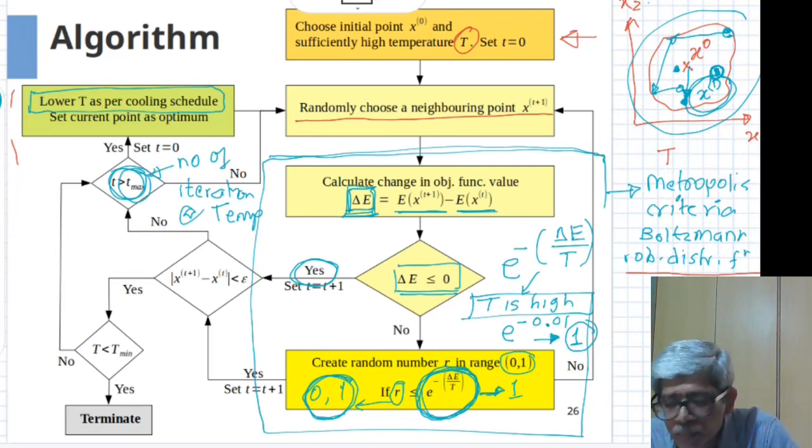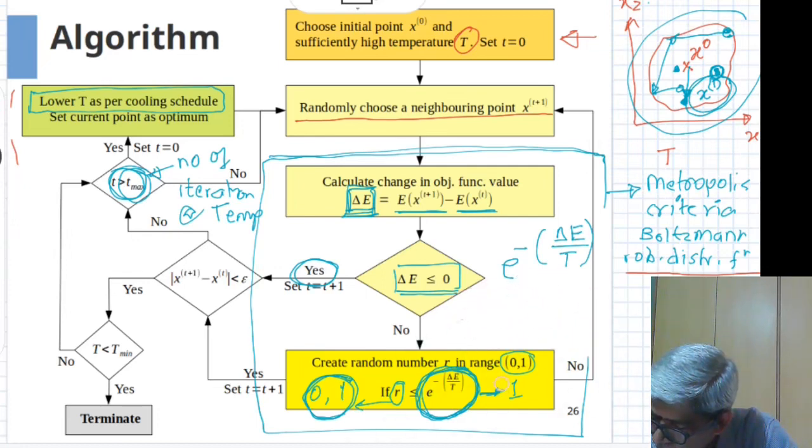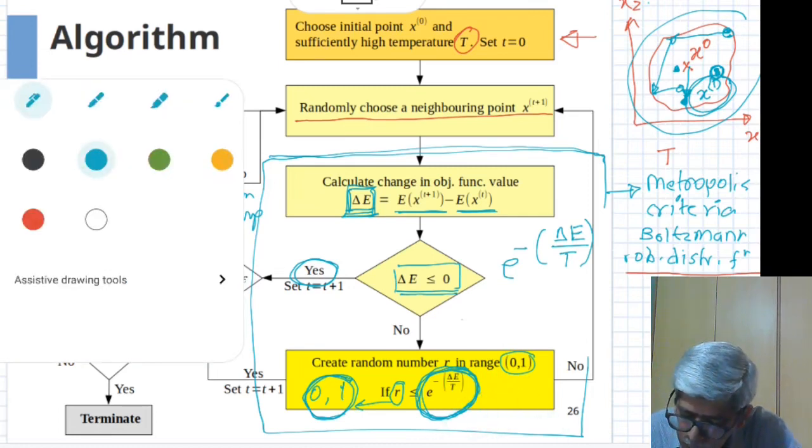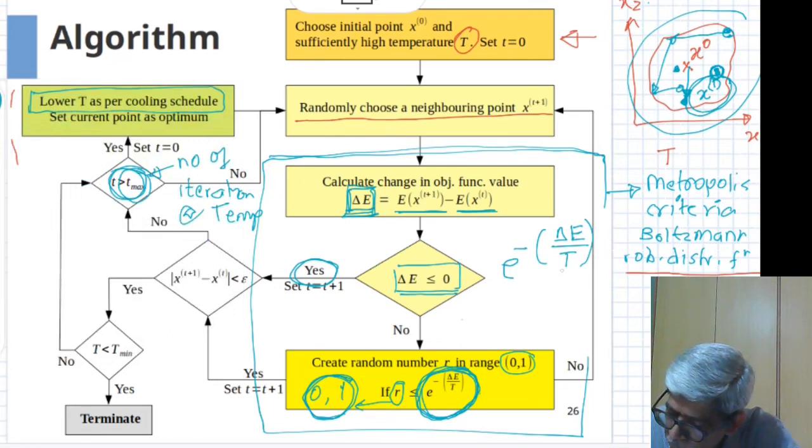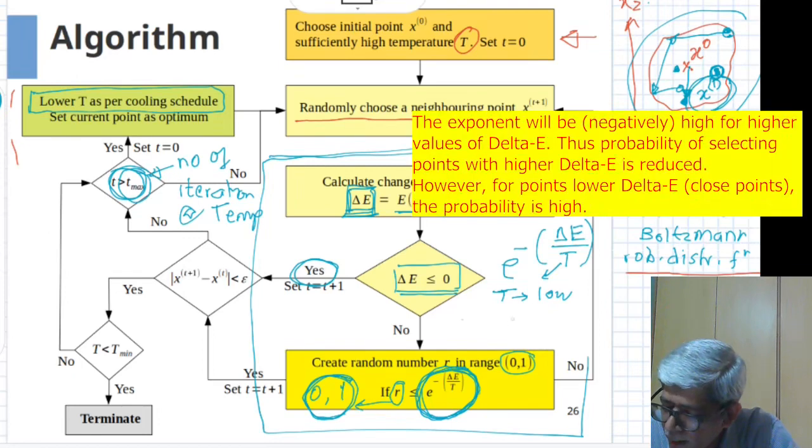Let's see what happens to the probability function with respect to this temperature. So instead of T being high, now we'll have the T value which is low. As a result of this, the exponent value will be high. So you will get the exponent value as e raised to minus some high number, for example, e raised to minus 100.